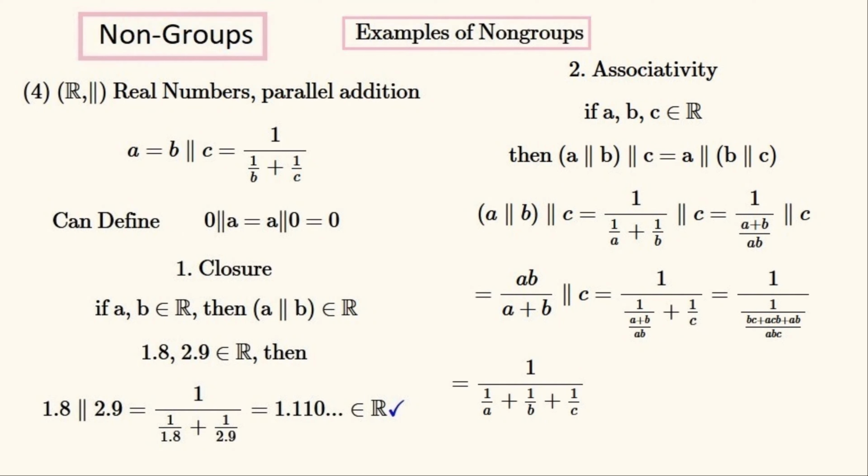We can then manipulate it to be this, and manipulate it a bit more, and then contract this expression. And then finally we can manipulate this expression into being the right-hand side of the top equation. And now we've proven associativity.